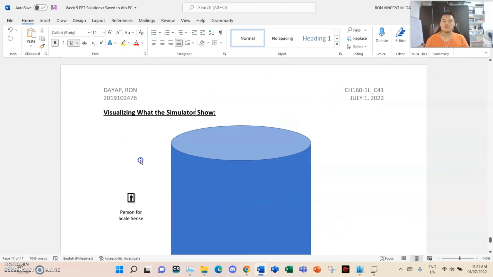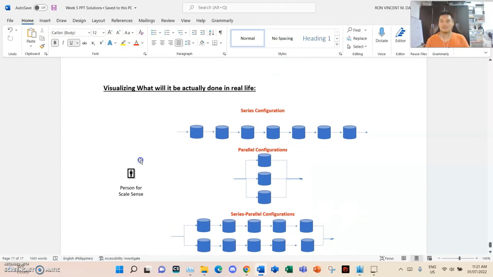So this is my conclusion on the reasoning behind the values of the simulator and how it would be applied in real life.